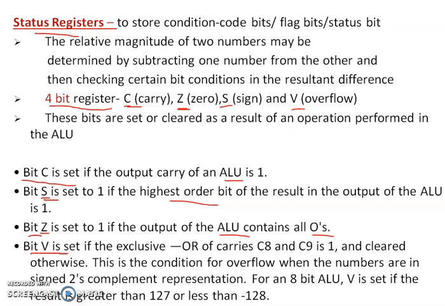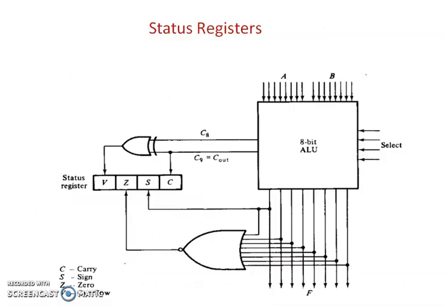If bit V is set to 1, if there are two bits, okay, so in this ALU, if the bit formed.